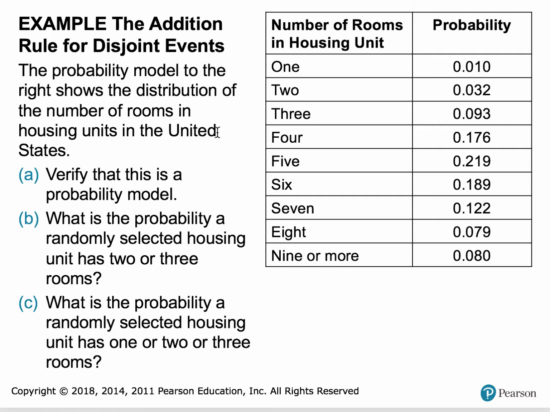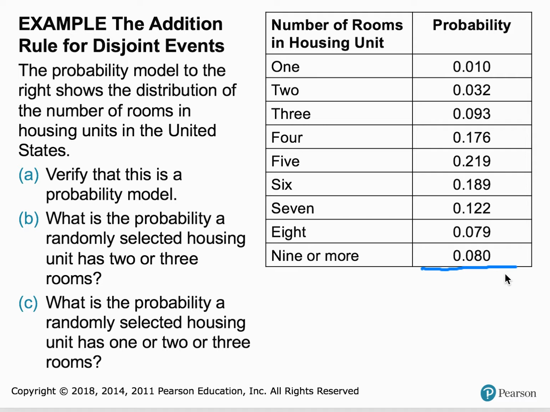Okay, so here's an example. It says the probability model to the right shows the distribution of the number of rooms in housing units in the United States. First, it says verify that this is a probability model. So remember, that means all probabilities have to be between 0 and 1 inclusive, and they are. There's no negatives, and there's none greater than 1. And then if we add them all up, it's got to equal 1.